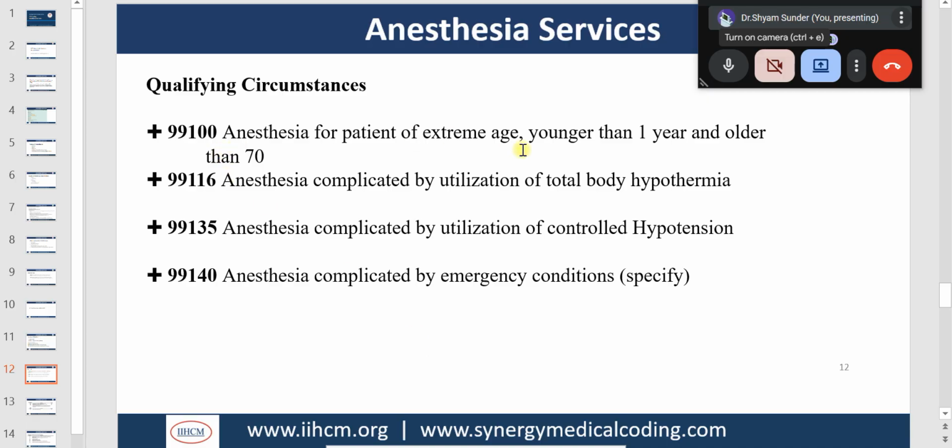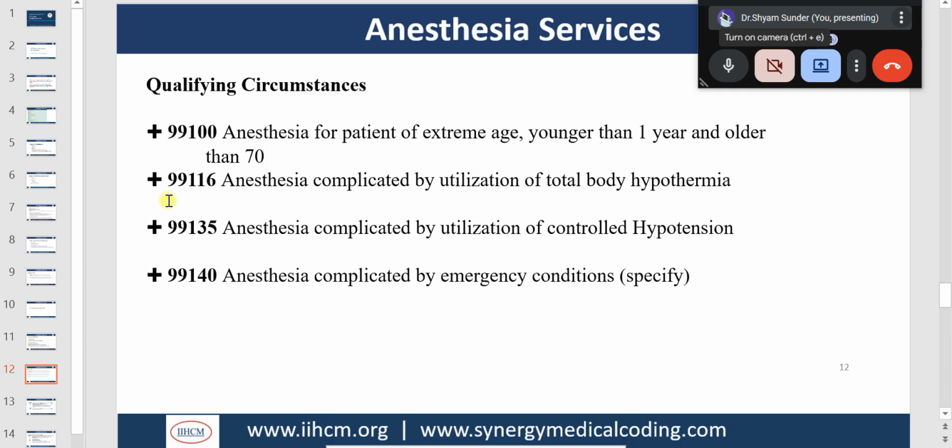If a patient is less than 1 year or more than 70 years of age, and the anesthesiologist is providing service, we have to give this additional code. What does it indicate? It indicates complexity, because providing anesthesia for young patients less than 1 year or elderly patients more than 70 is a bit complicated. So when you apply this code, you will get additional payment. This code not only provides information about patient age but also affects the payment.